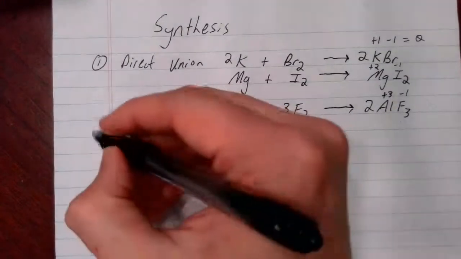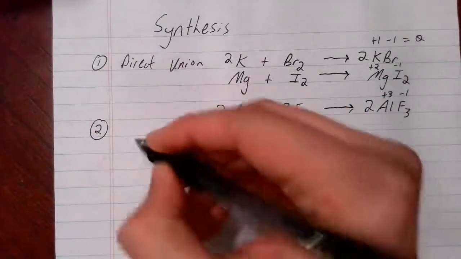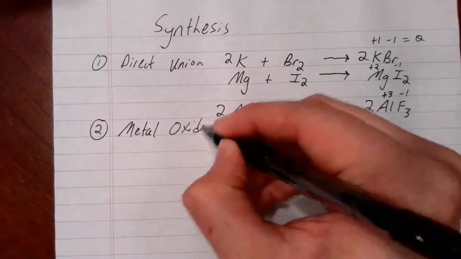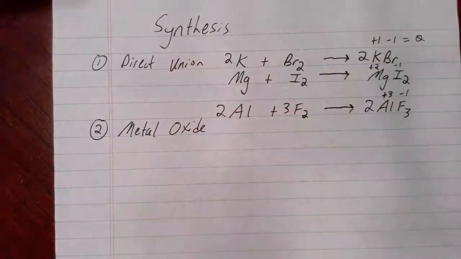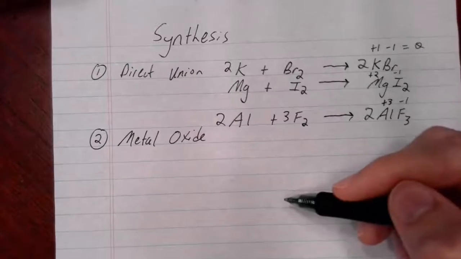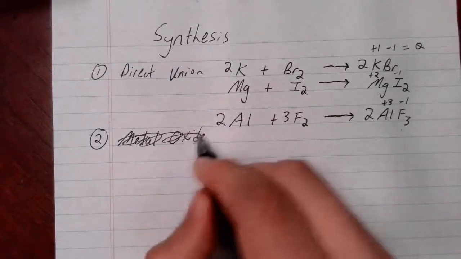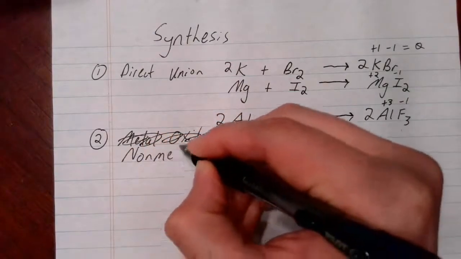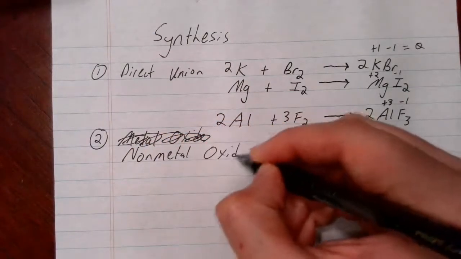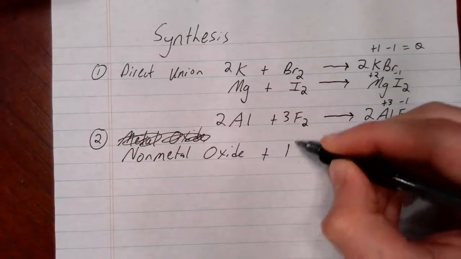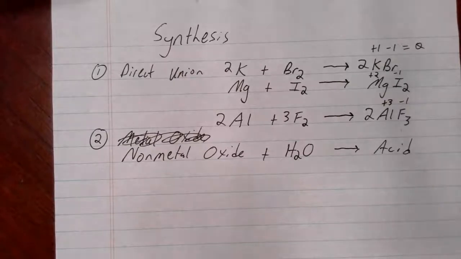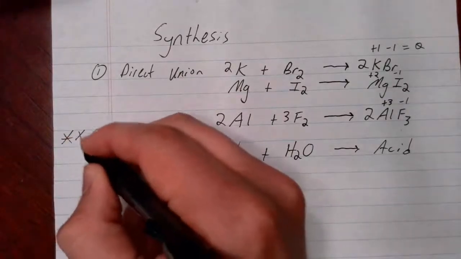Okay, so the second type of synthesis reaction we have is a metal oxide. A metal oxide is a metal bonded to an oxygen, like magnesium oxide, potassium oxide, something of that nature. Actually, sorry, I got ahead of myself. The second one in your notes, I believe, is a non-metal oxide plus water produces an acid. So go ahead and put a big star beside number 2.